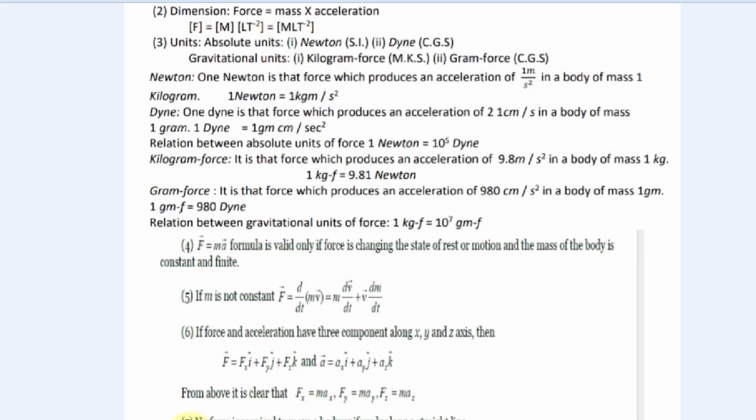Next, no force is required to move a body uniformly along a straight line. The body is moving uniformly along a straight line, so an external force is not required to move the body. The body will continue. We already read Newton's first law of motion. If a body is at rest, it continues at rest. If a body is in motion, it continues in motion, unless an external force is applied to bring the resting body into motion or the moving body to rest. So no force is required to move a body uniformly along a straight line.